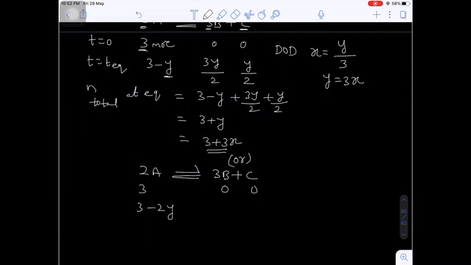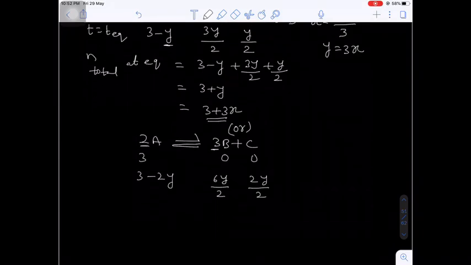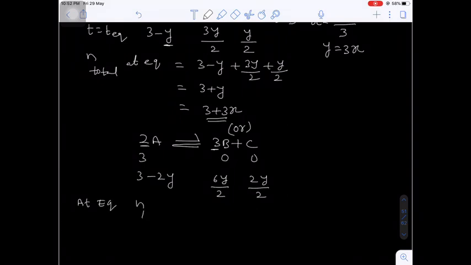Now 2 moles of A will give 3 moles of B, then 2Y moles will give 6Y by 2 moles of B. Now 2 moles of A give 1 mole of C. 2Y moles of A will give how many moles of C? 2Y by 2 moles of C. Are you getting my point? Again, at equilibrium, total number of moles.